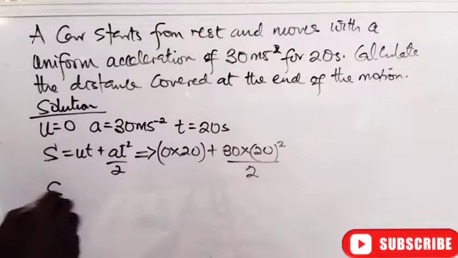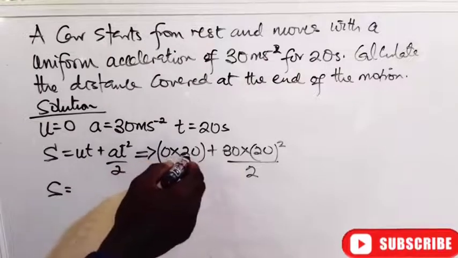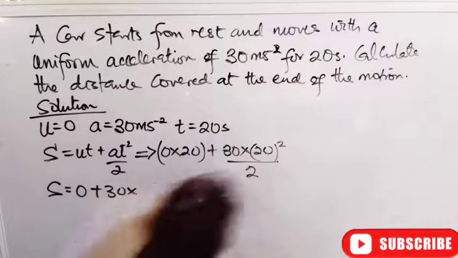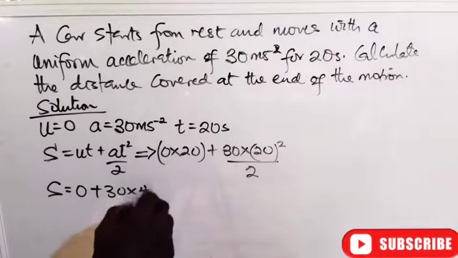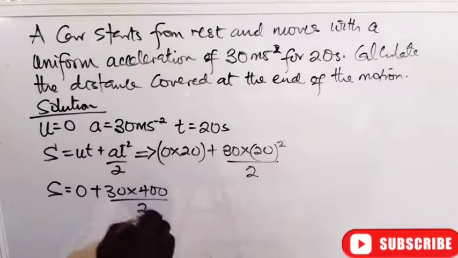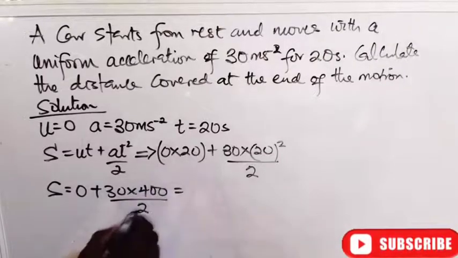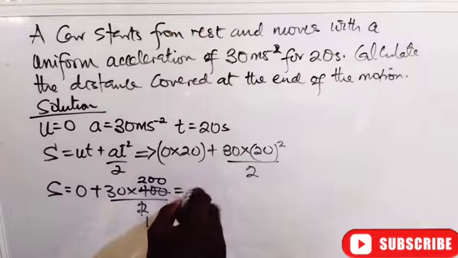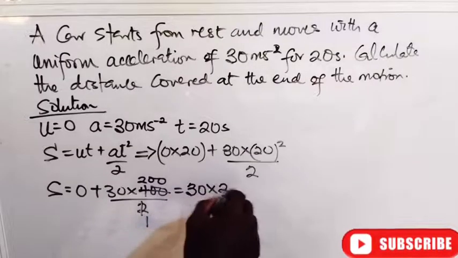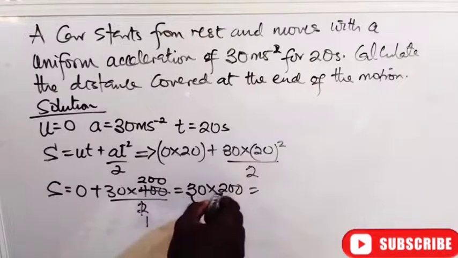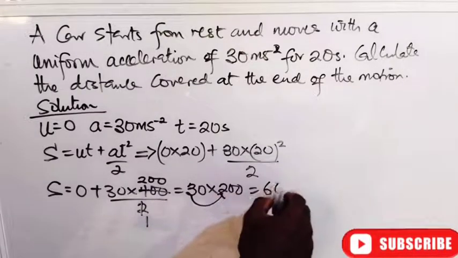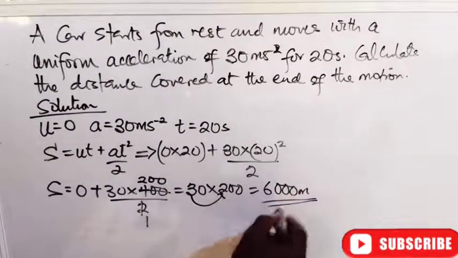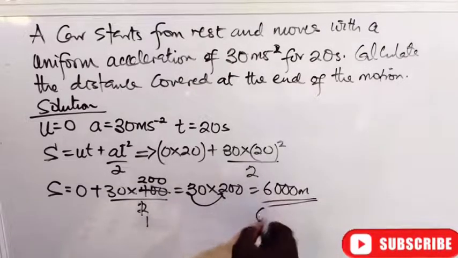So as such we can say s equals, now 0 times 20 gives us 0, plus 30 times 20 raised to power 2, which gives us 400, over 2. Now 2 into 400 will give us 200. So here we have 30 times 200, which gives us 6 with three zeros. Now the unit here is meters. So it is 6,000 meters, and can also be said to be 6 kilometers.